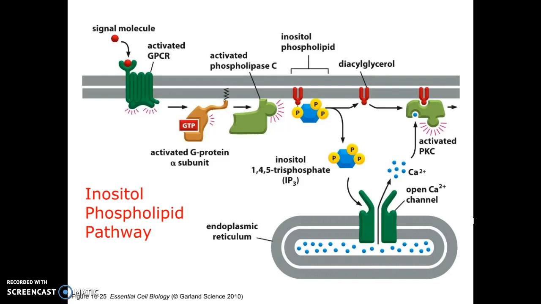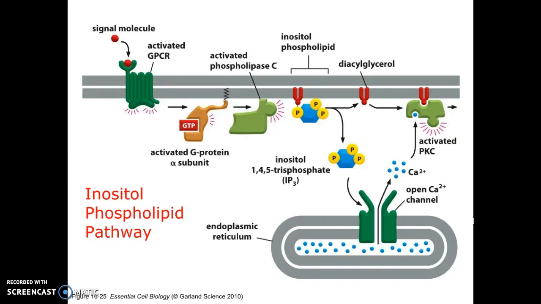So those two downstream signaling molecules are going to do 2 different things. First, the IP3 is going to gate open calcium channels on the endoplasmic reticulum. And so that's going to cause intracellular calcium, cytosolic calcium, to go up. And this wave of calcium is going to then find an activated PKC.